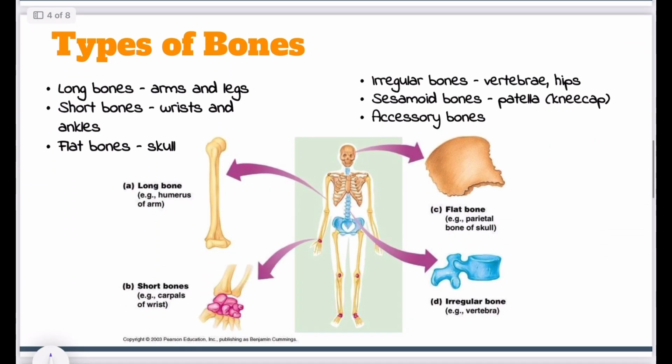So let's identify the different types of bones found in the human body. So we have long bones, which are present in the arms and legs, with the humerus in the arm and the femur in the leg. Those are both considered long bones. And then short bones are present in the wrists and ankles. We also have flat bones in the skull. We have irregular bones present in the vertebrae and hips, and then sesamoid bones present in the patella, which would be the kneecap, and then other accessory bones present in the body as well. And you can see the different types of bone in the human body right here in this diagram.